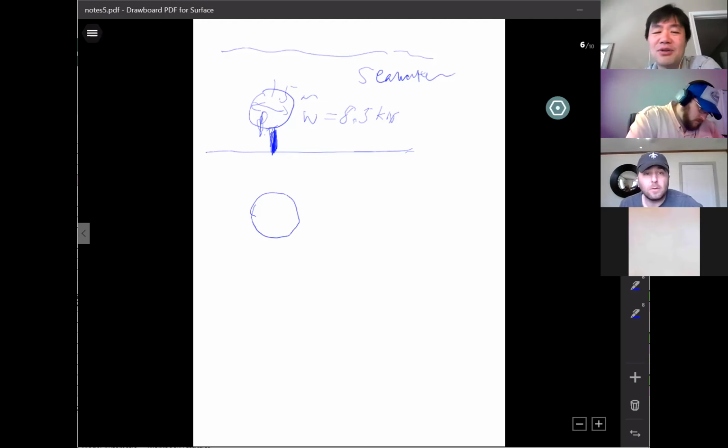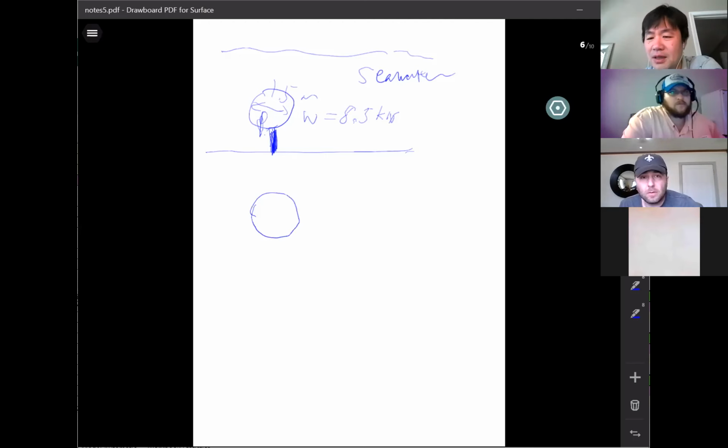Before you put on any original force, as long as you detach the object from the support, you need to replace it by a force. If you detach this object from the support, you always need to replace it by the supporting force. That's a rule of thumb. Remember, that's the key for everybody.